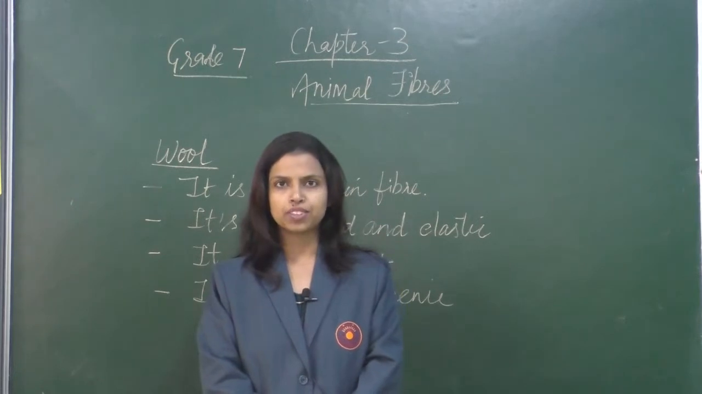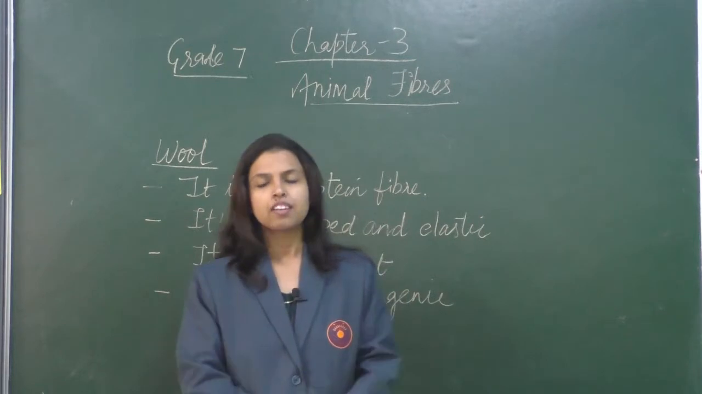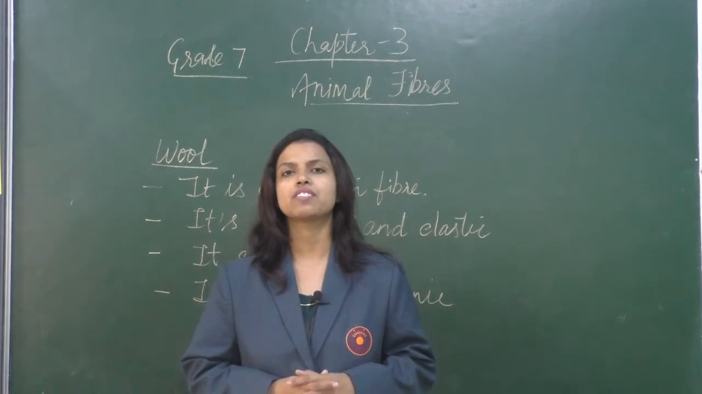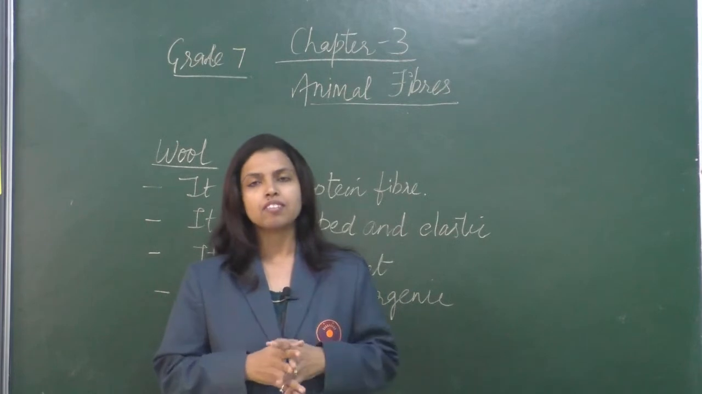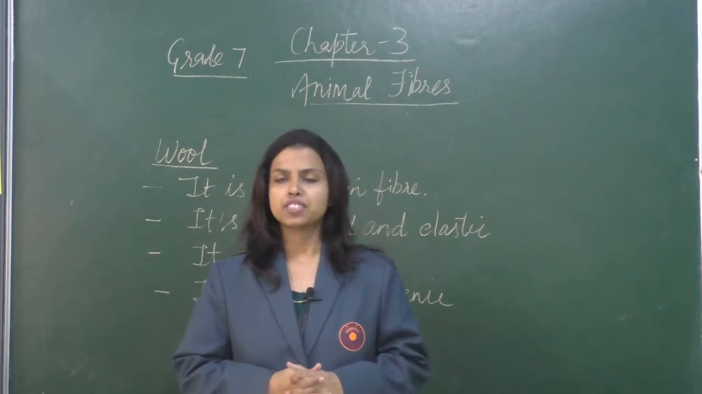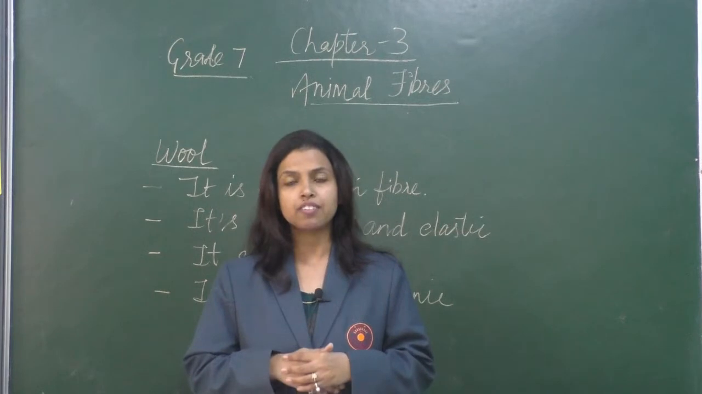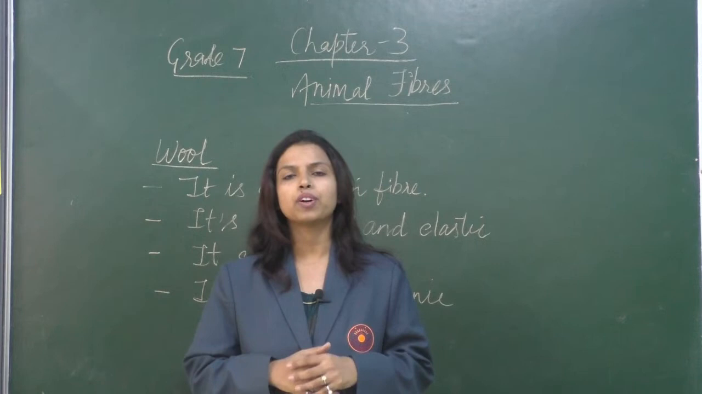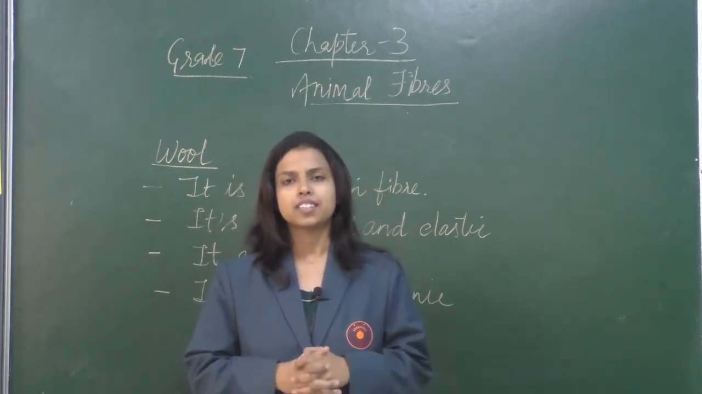We have finished chapter 3, Animal Fibers. So today we are going to summarize the chapter. Fibers can be obtained from both plants and animals. There are some plants which give us fiber, like the cotton plant and the jute plant. We have some animals like goat, sheep, alpaca, and camel which give us fibers. If we consider insects different from animals, then we have the silkworm which gives us fiber. So in this chapter we are going to learn about different animal fibers. Mainly we are going to focus on wool and silk.